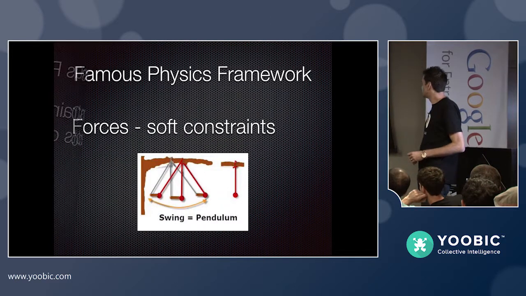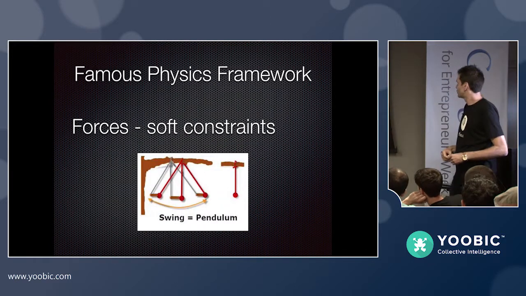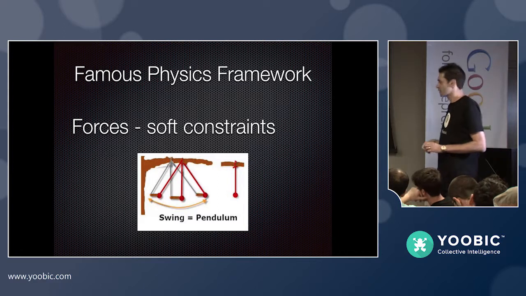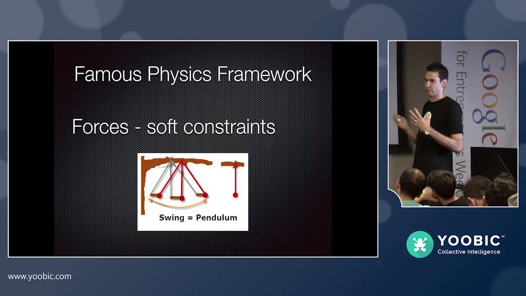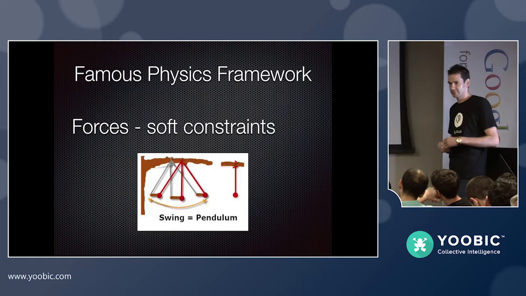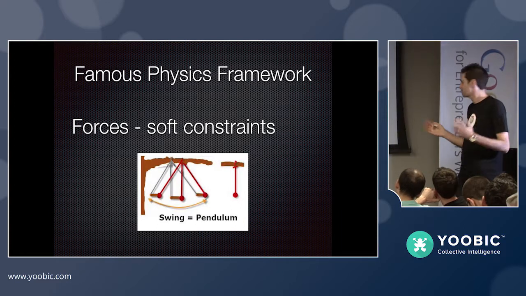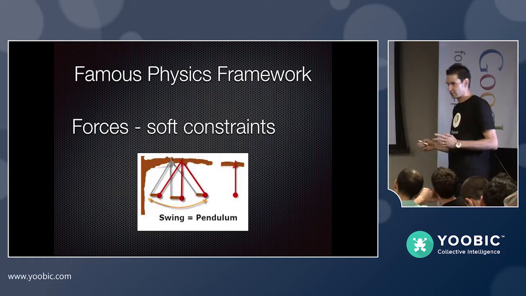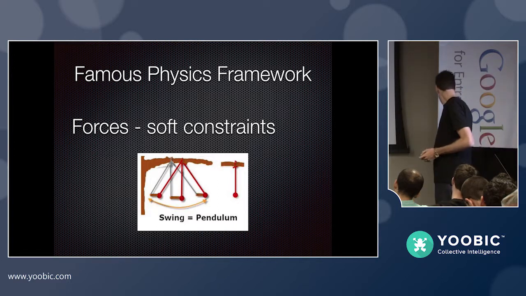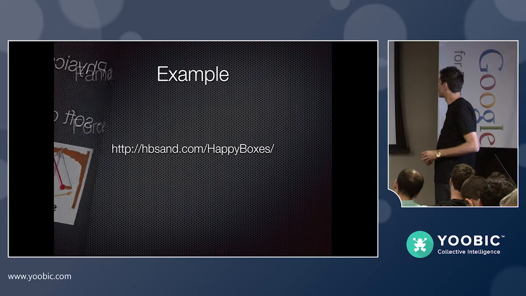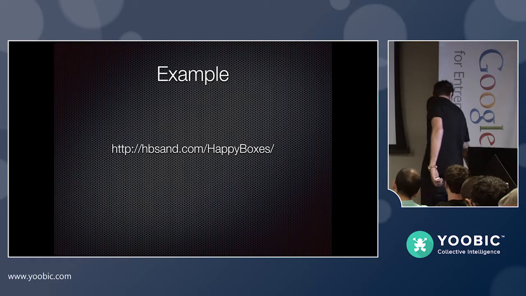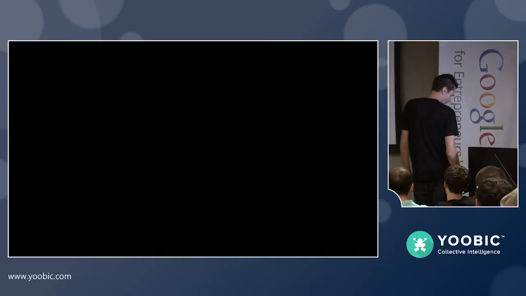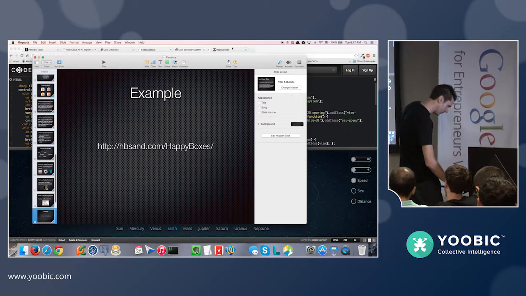And it has forces, which they define as soft constraints, but it's just forces as you can think of it. It can be a gravity force. It can be, I don't know, if you have a spring, the force of the spring, and so on. So I also have a small example of the physics.